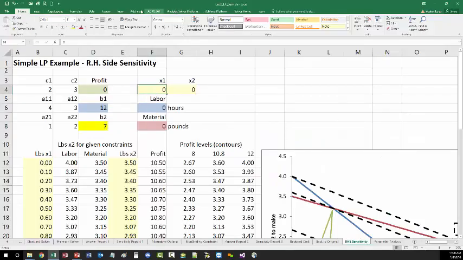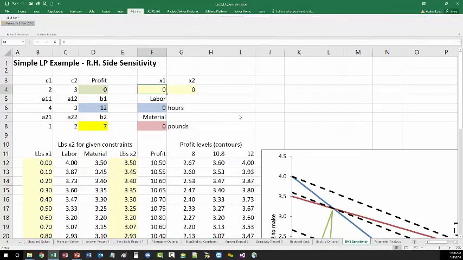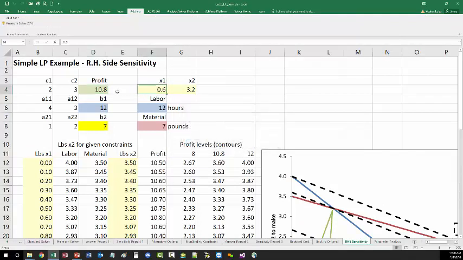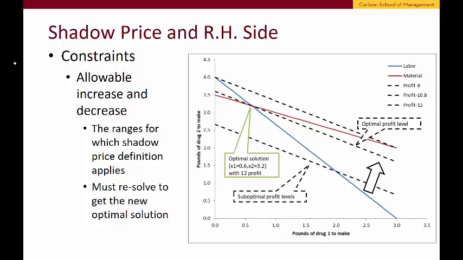So start here. We'll just quickly run the model: add-ins, Premium Solver, run. Notice that the profit is 10.8, which is exactly 9.6 plus 1.2, the shadow price associated with that additional pound of material, and this new optimal solution as just discussed on the slide.